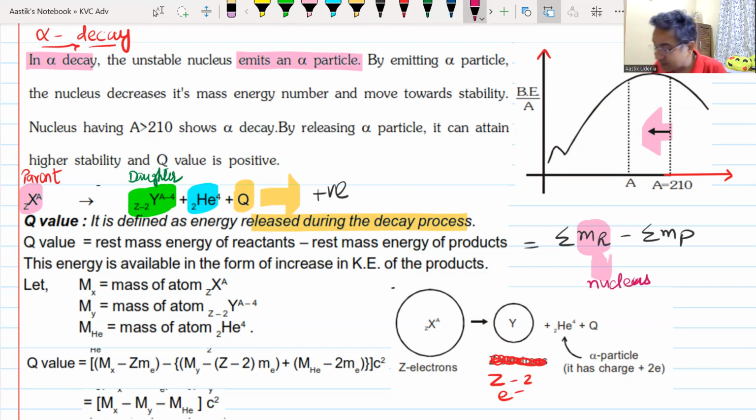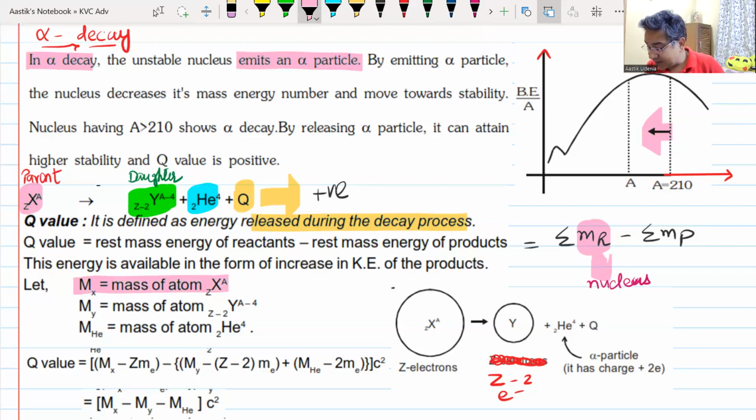You have to take the mass of the nucleus, but sometimes what is given to you in the question is the mass of the atom. Now the question that we did from the previous year JEE was the mass of the nucleus, I guess. Sometimes the mass of the atom is given. Now here they have taken the mass of the atom.